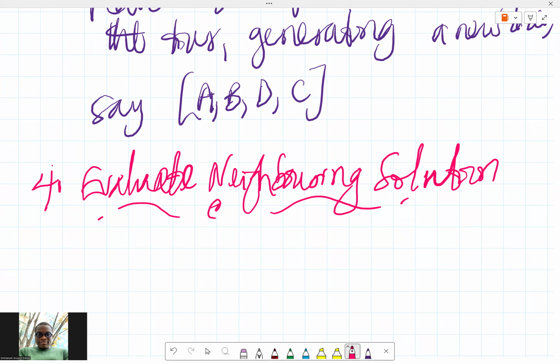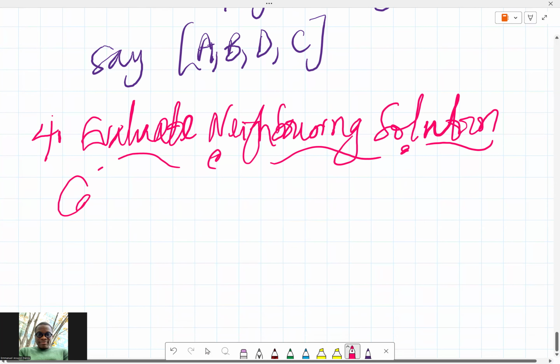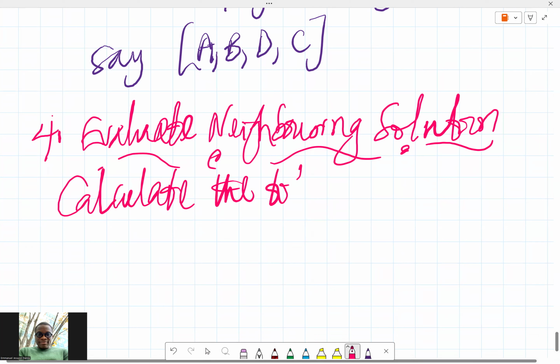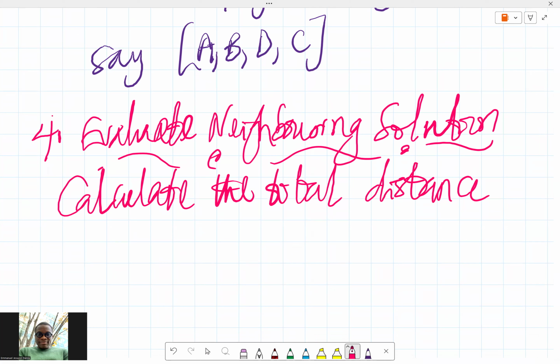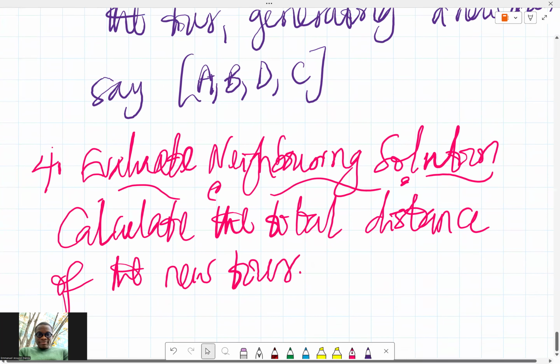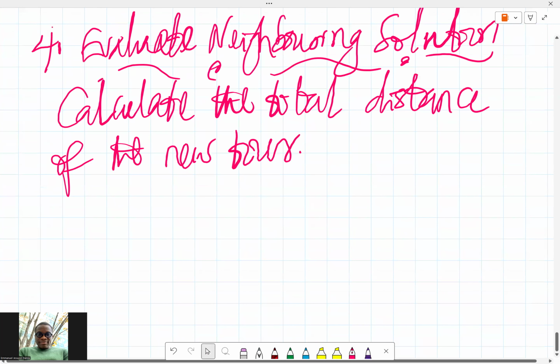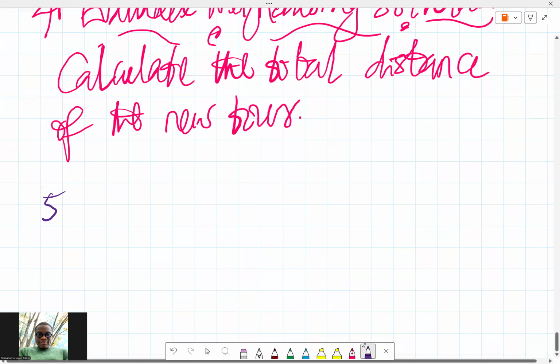Okay. So here, calculate the total distance of the new tour. Okay. So compare ABCD to ABDC. All right. And then that takes us to step 5, where we accept.